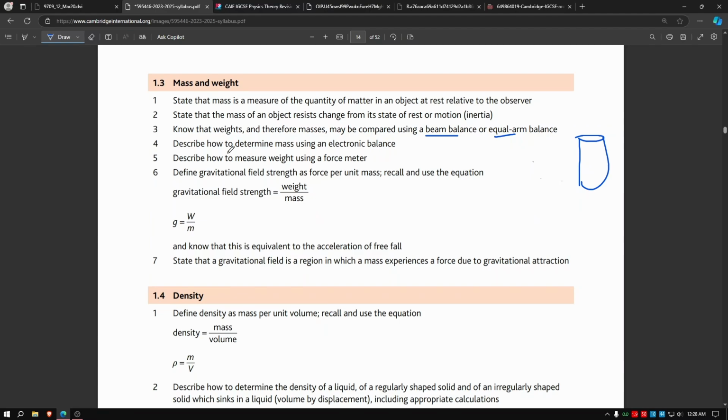Now, describe how to determine mass using an electronic balance. And honestly, an electronic balance is pretty easy. You just take the electronic balance and stand on top of it, nothing major. Yeah, this is your electronic balance. This will be the digital meter, and it will say, let's just say 10 kilogram is your mass.